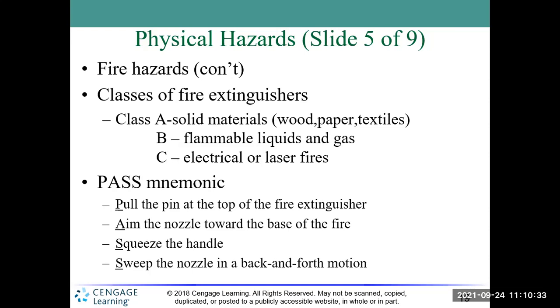Now C is a halon extinguisher. So this is for electrical or laser fires. And you'll have those in the OR readily available for you.